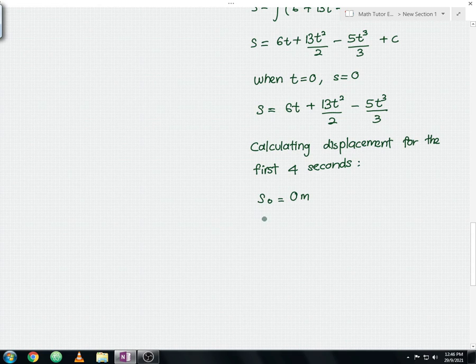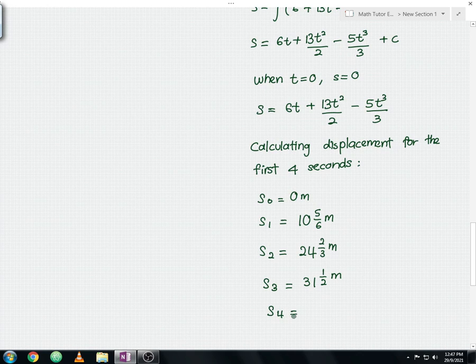Okay, when your t is equal to 1, your displacement is equal to 10 5/6 meters. Followed by when t is equal to 2, displacement will be equal to 24 2/3 meters. Continue with t equal to 3, so the displacement will be equal to 31 1/2 meters. At last when t is equal to 4, the displacement will be equal to 21 1/3 meters.